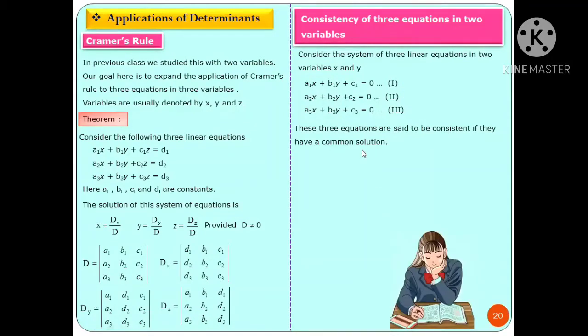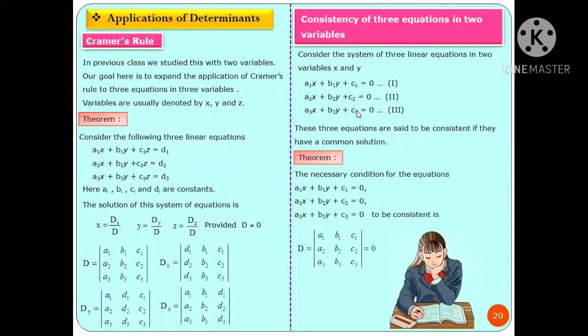To check whether equations are consistent or not using a determinant, put the coefficients of x in the first column, the coefficients of y in the second column, and the constants in the third column. Solving the determinant, we get the value 0. So the statement is: the necessary condition for three equations in two variables to be consistent is that the determinant value must be 0. Then we say the three equations are consistent.